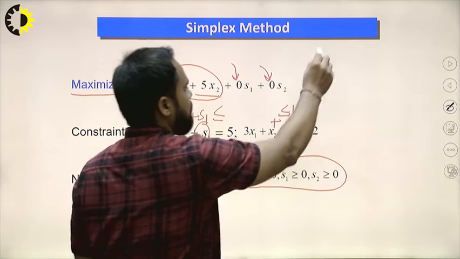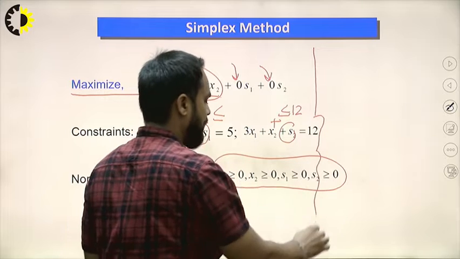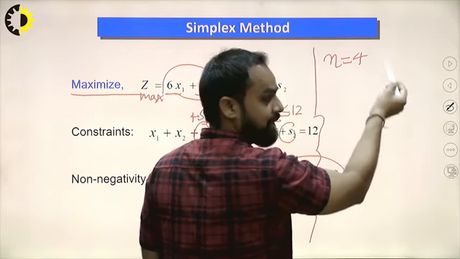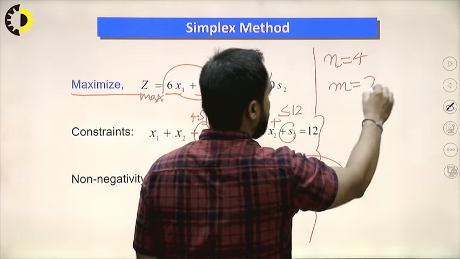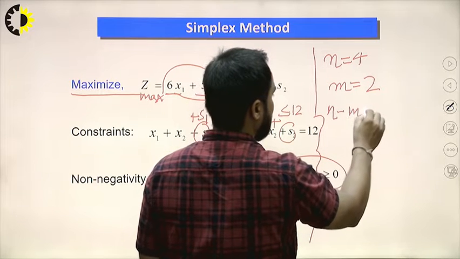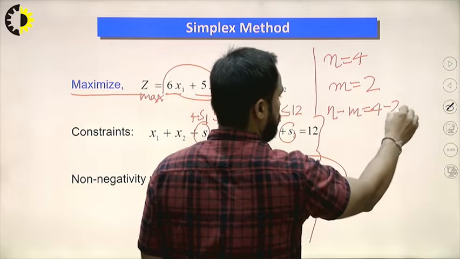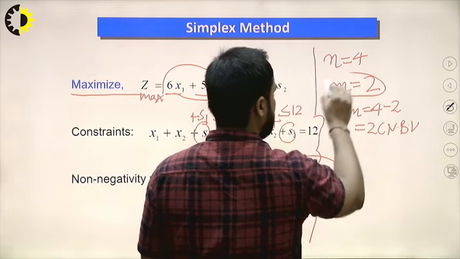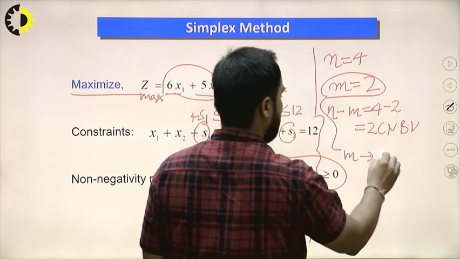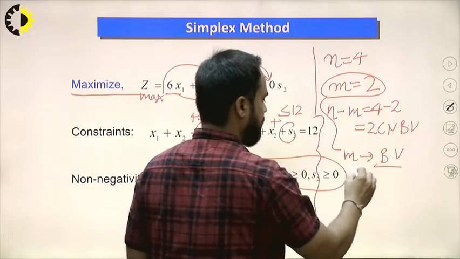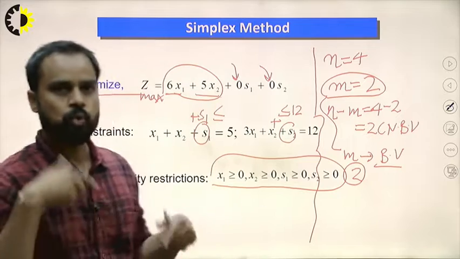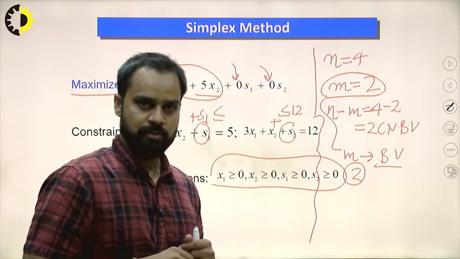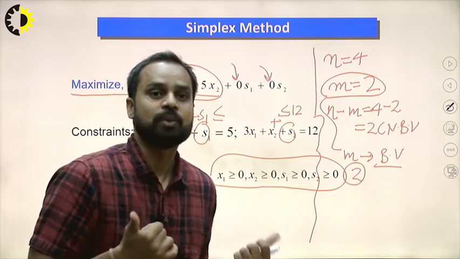And again, in the last lecture on the algebraic method, we mentioned that if the number of variables is 4, where n represents the number of variables and m represents the number of equations, then n minus m, that is 4 minus 2, is equal to 2 non-basic variables. And m represents the basic variables, so m is also 2 here. So in this problem there are 2 basic variables and 2 non-basic variables, right?